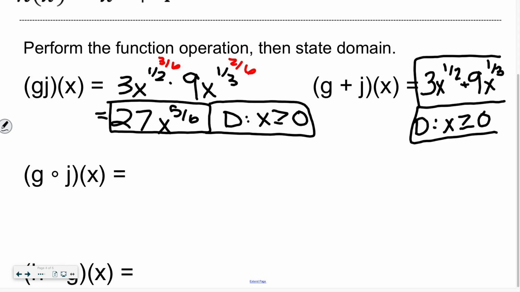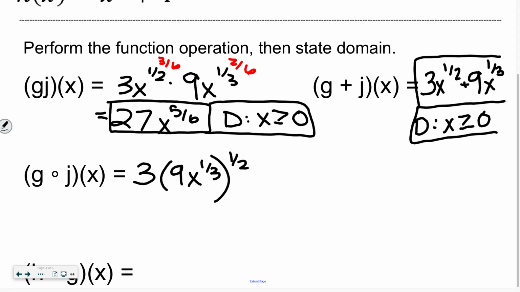It's hard for me to say g and j. Which one was g? 3x to the 1/2? Okay, so that's my outside function. So I'm going to start with 3, and then where the x is, I'm going to put in 9x to the 1/3, the j function. That's the inside function. So I'm plugging in 9x to the 1/3, and then raising it to the 1/2 outside.